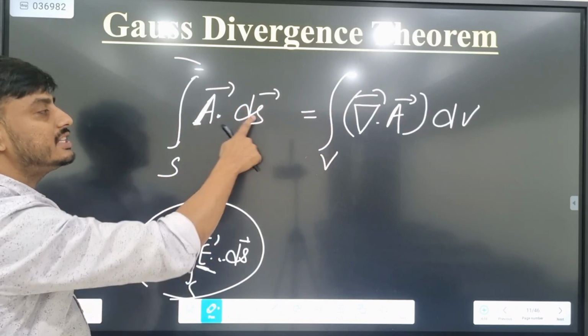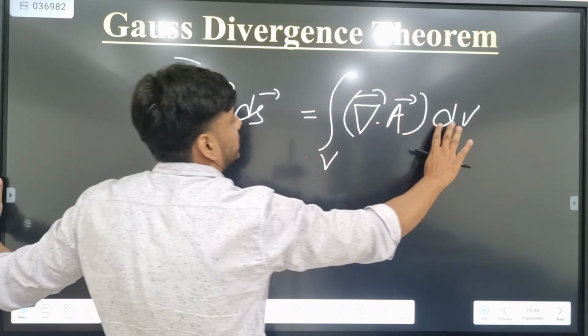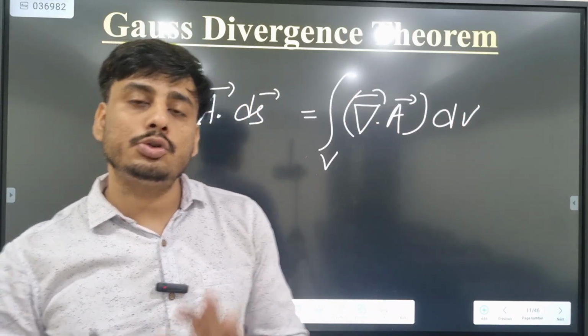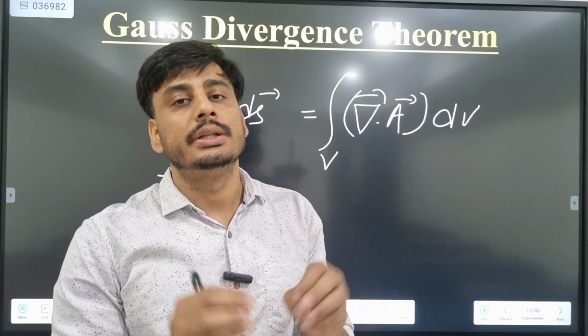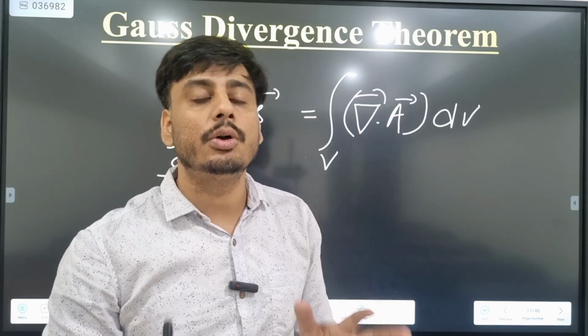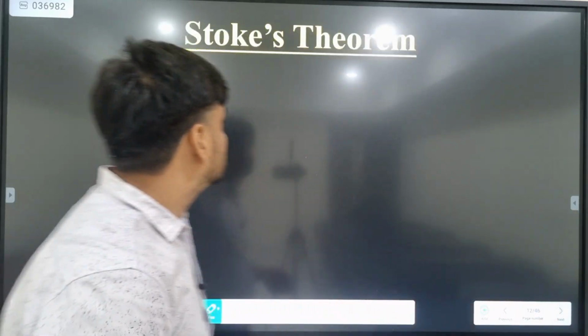Here you can see area is a vector quantity, so I have written a dot product here, but volume is a scalar quantity, so it is just simple multiplication of dv. So Gauss divergence theorem is used to convert from surface to volume integral. We will use these theorems in the next video or later videos, where your doubts will be cleared. Okay. Another formula is Stokes theorem.